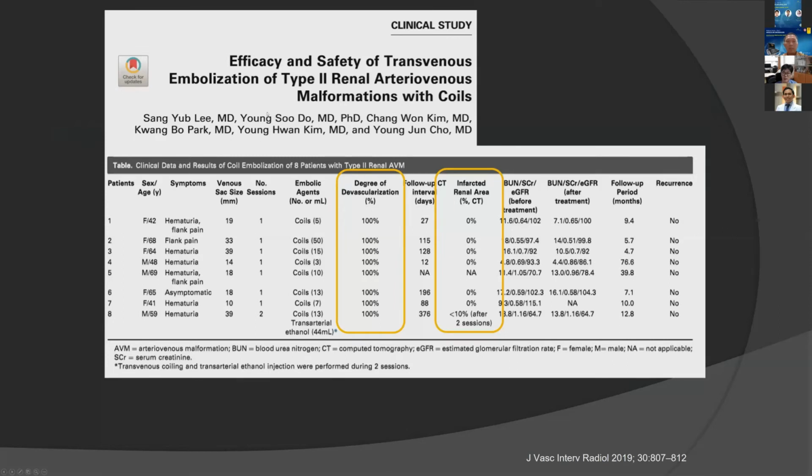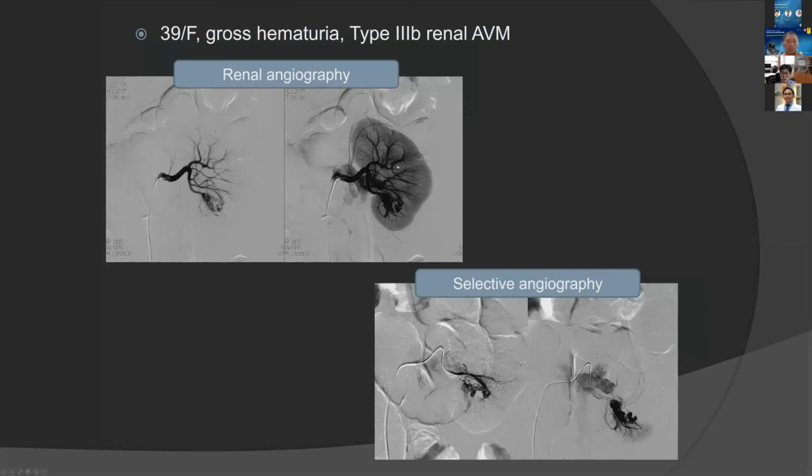We reported this technique in type 2 renal AVM in the JVIR. We found 100% devascularization after the embolization without evidence of renal parenchymal infarction. The transvenous approach is a very good strategy for the type 2 renal AVM. However, transarterial embolization always makes some parenchymal infarction.